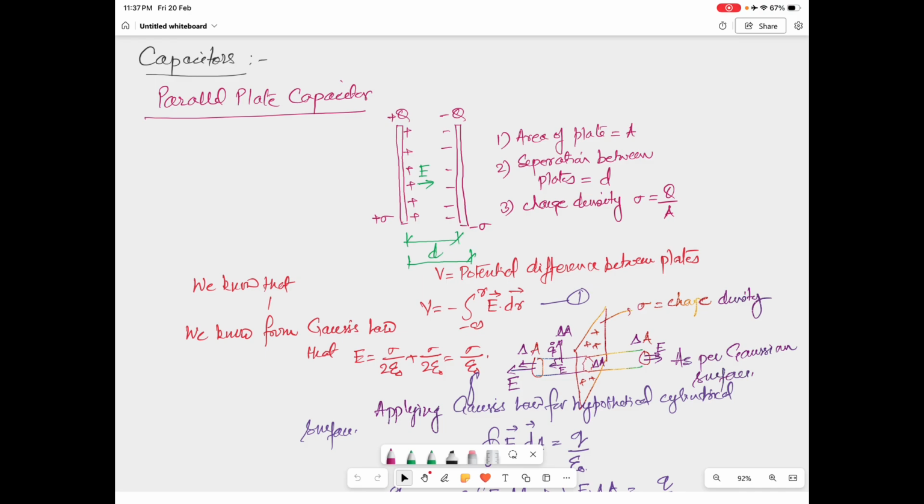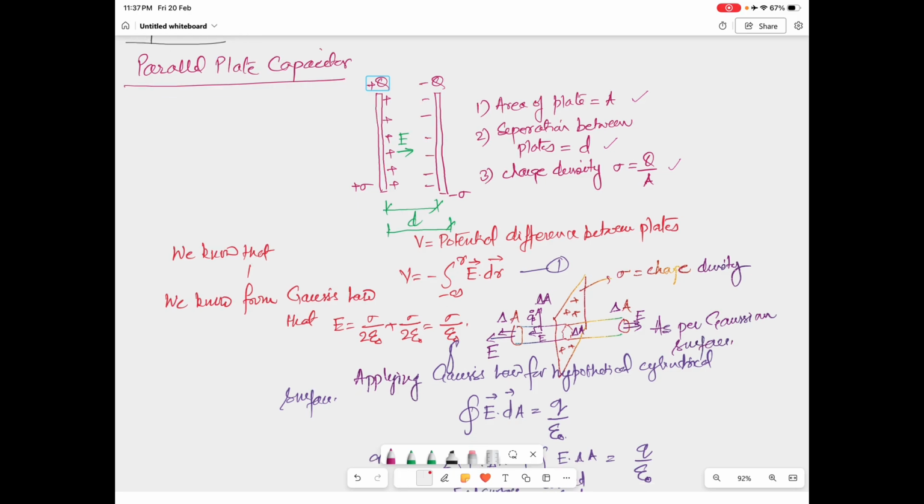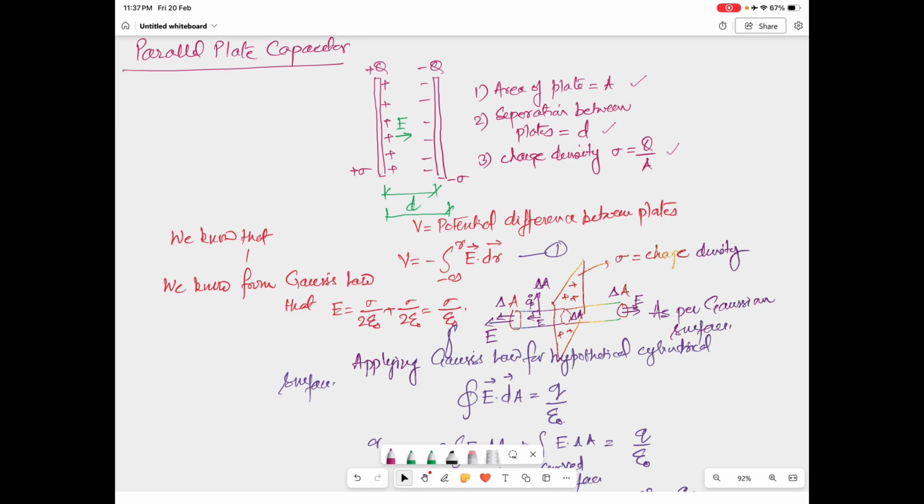You can see here in this example, we have two parallel plates. The area of each plate is A. The separation between them is D. The charge density sigma is given by Q by A, and V is the potential difference between the plates. And you know the relation between the electric field and the potential is given by V is equal to integral E dot dr. This is a very important relationship.